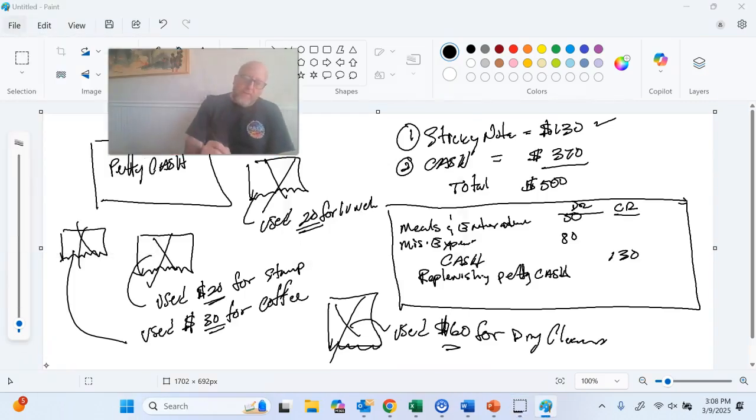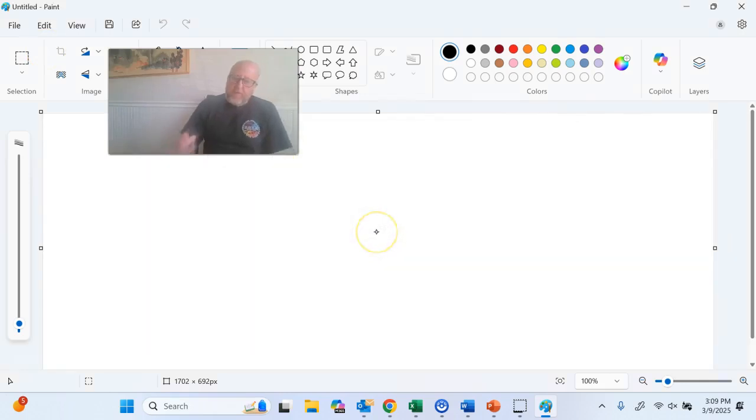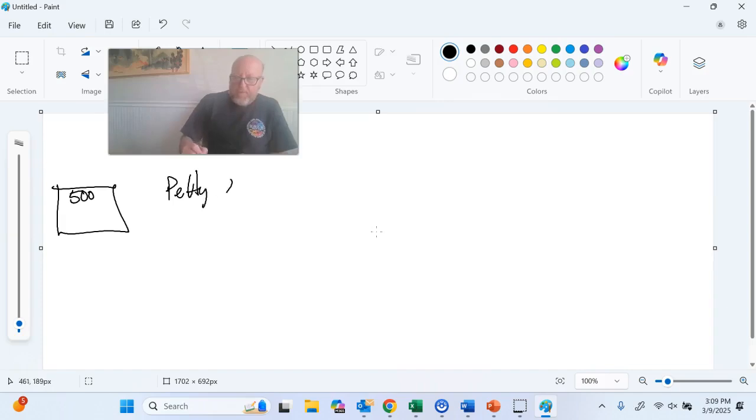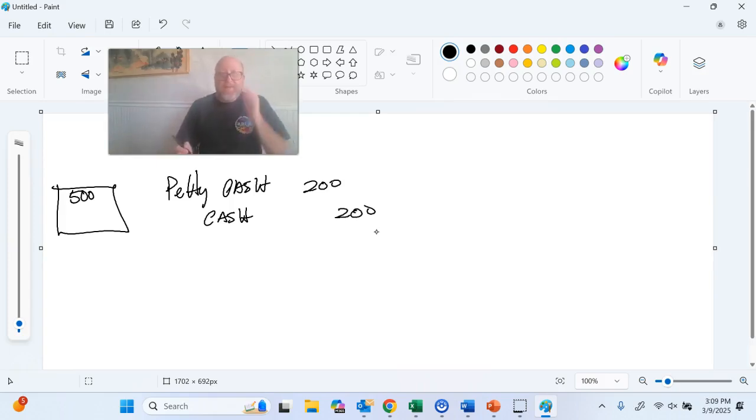All right, let's do another one. Let's increase our petty cash, right? So if I currently have petty cash of 500 in my drawer and I want to increase it to 700, I'm going to just pull out another $200 and put it in petty cash. And so to increase petty cash to 700 in this example would be petty cash 200 and cash 200. Man, it's about as simple as it gets.